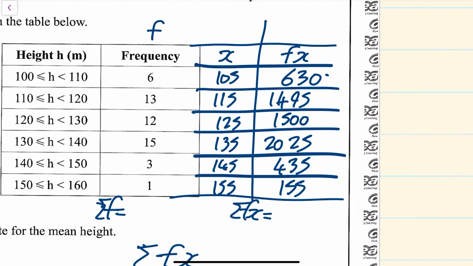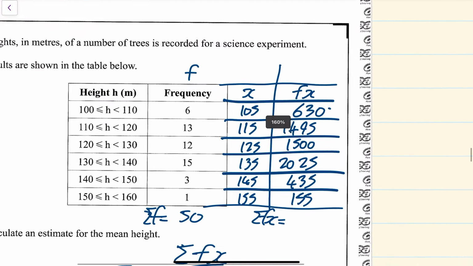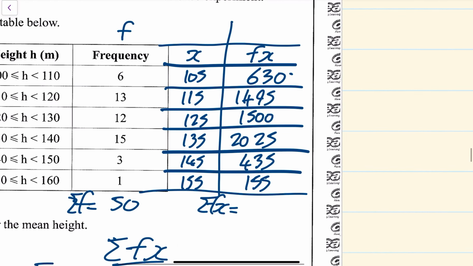Let me zoom in on this so we can see it. 6 plus 13 plus 12 plus 15 plus 3 plus 1. Yep, 50. I think they said 50 in the question today. Maybe didn't. Sure, it's a nice number.